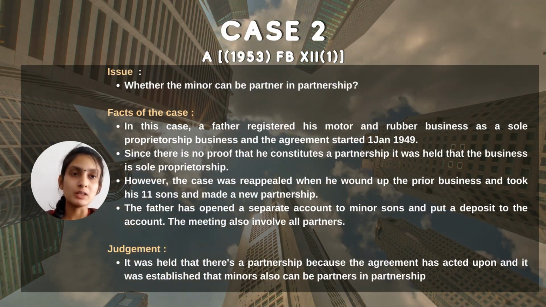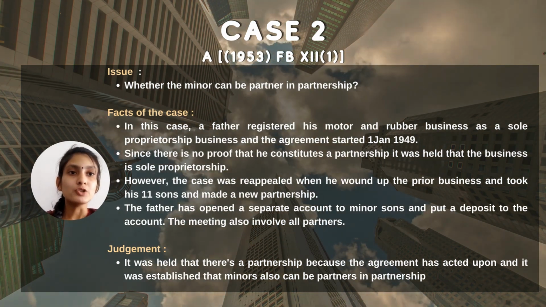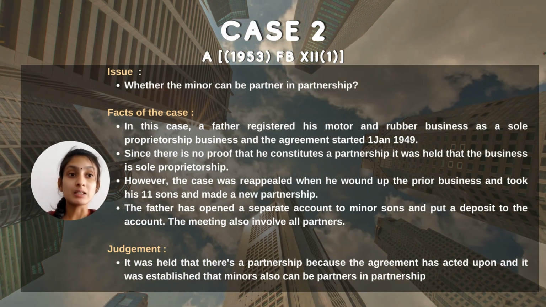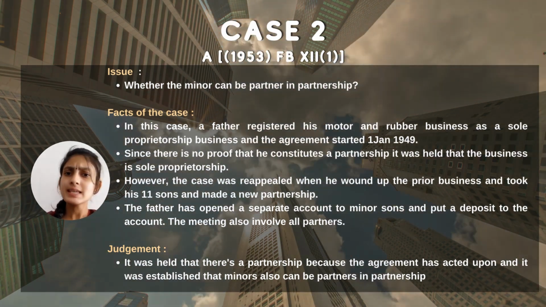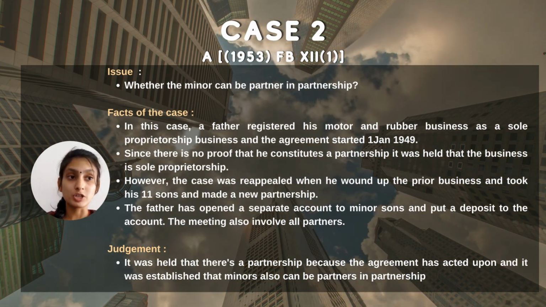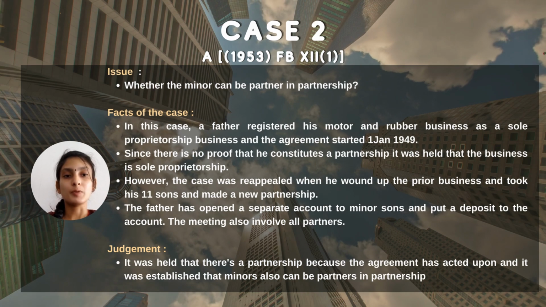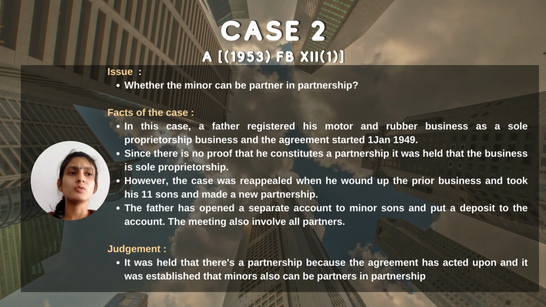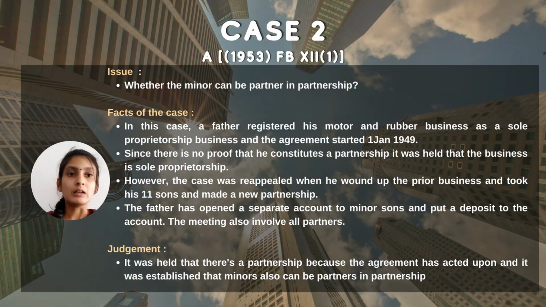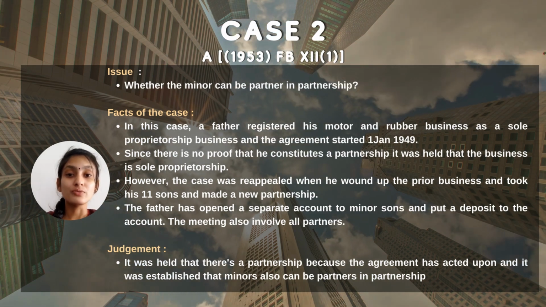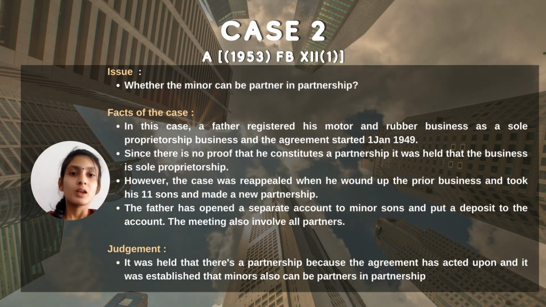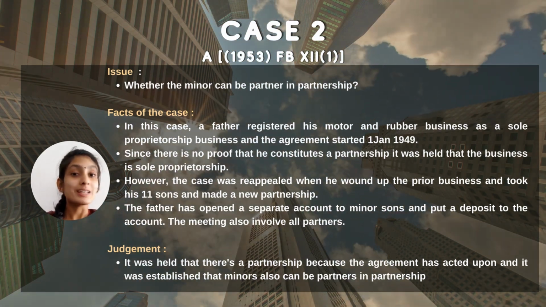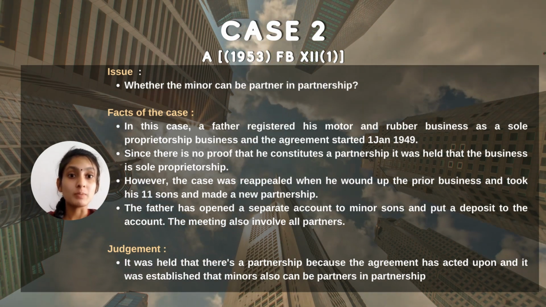Okay, what actually happened in this case is, a father registered his motor and rubber business as a sole proprietorship business, and the agreement started on 1st January 1949. Since there is no proof that he constituted a partnership, it was held that the business is a sole proprietorship. Okay, you see here it is mentioned that there is no proof that constitutes a partnership, which means I think there's no agreement, something like that. So there's no proof that there is a partnership. So it was concluded there is no partnership, it was a sole proprietorship business.